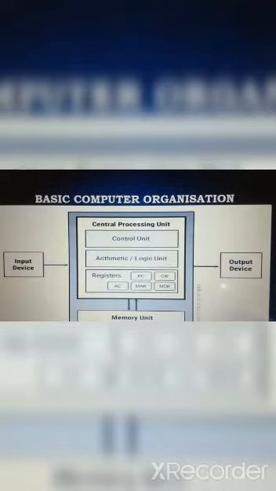How is the output achieved? After the processing of data or information inside the CPU, the result is formed and then passed on to the output devices. Now the result, which is in the binary format, needs to be converted again to the human readable language so that it is understood by the user.